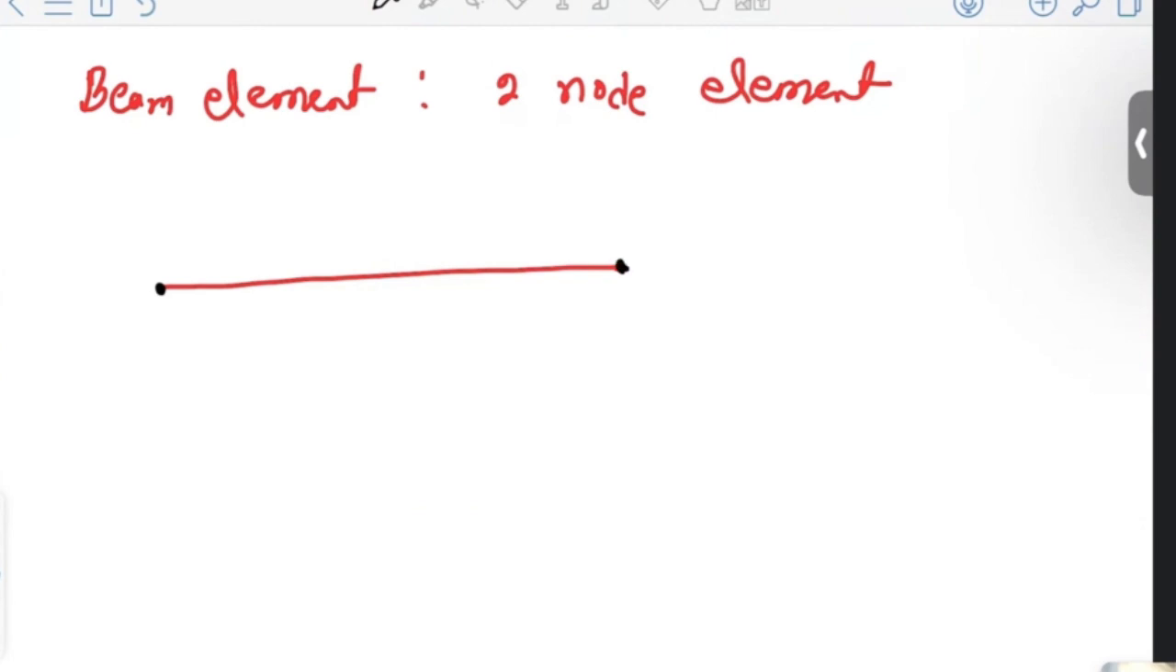So did you cover this beam element in your videos? Yes, no.